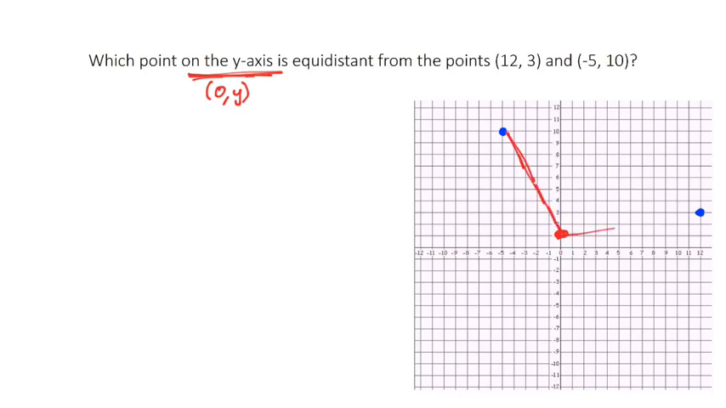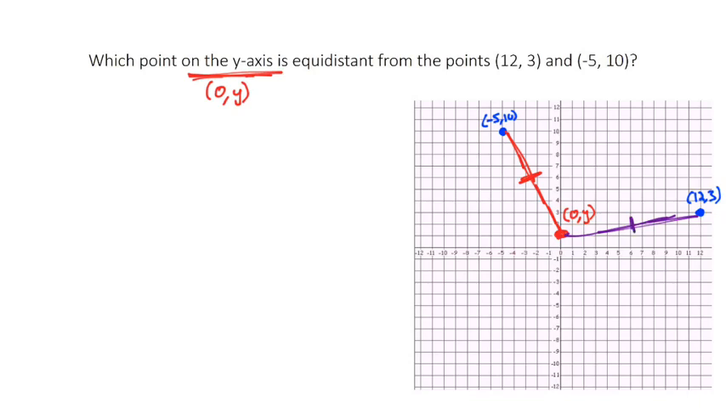But let's set up what's happening here. Okay? So let me label my points. I have the point (-5, 10). I have the point (12, 3). And I have this point, which I'm representing right there, but it could be anywhere else on this y-axis. But that point is going to take the form (0, y). And what we're really trying to do is say that we want this distance right here to be the same as this distance right here.